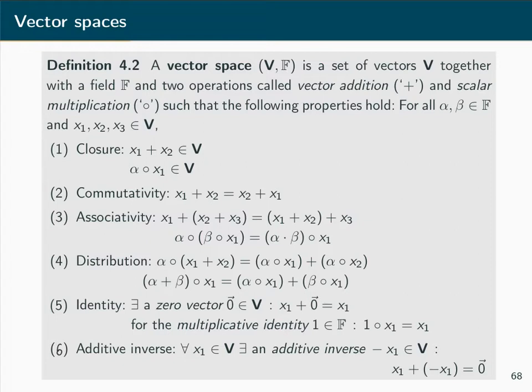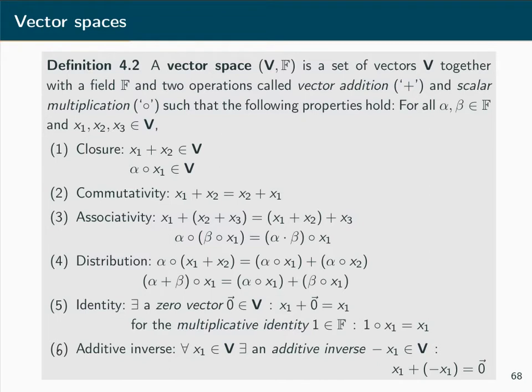And finally, the sixth property is that we must have an additive inverse. So for any vector x1 in the vector space, there must exist a corresponding additive inverse that we denote by minus x1 in the vector space, such that if I add to my vector x1 the additive inverse minus x1, I will get to the zero vector.